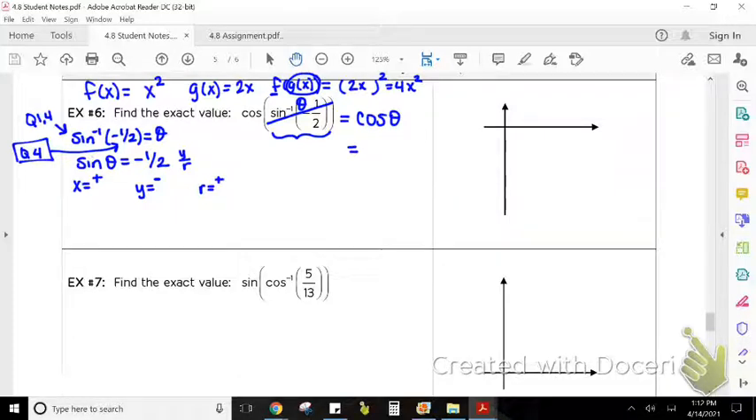All right, so that means we know the negative goes with the y, don't we? So y is negative 1, r is 2. Can I find x? How? I believe x squared plus y squared. Good. x squared plus y squared equals r squared.